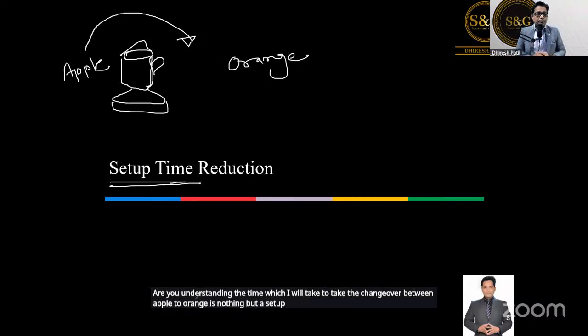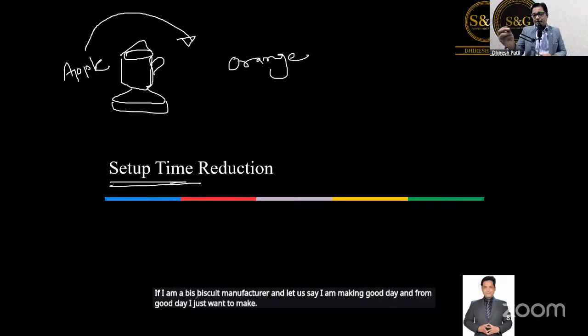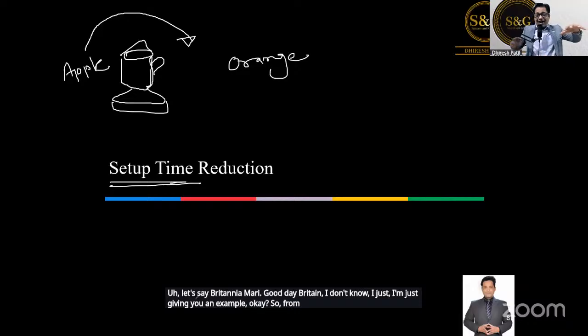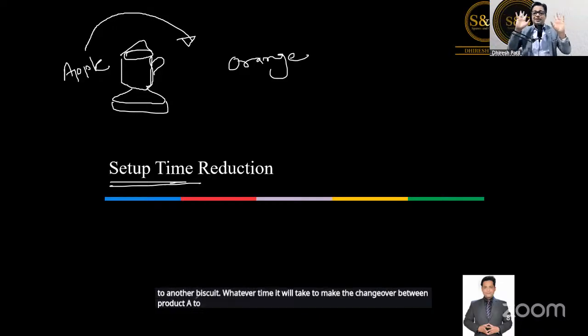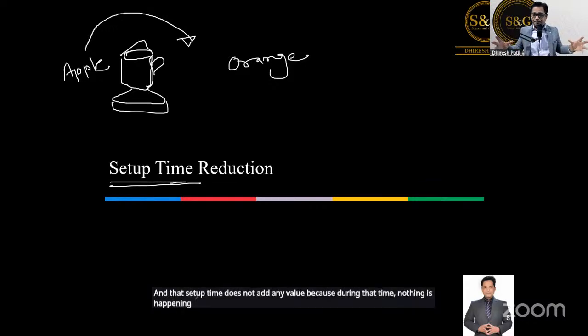If I'm a biscuit manufacturer and let's say I'm making Good Day, and from Good Day I want to make, let's say, Britannia Marie, I'm just giving you an example. From one biscuit I want to make a changeover to another biscuit. Whatever time it takes to make the changeover from product A to product B is called setup time. And that setup time does not add any value, because during that time nothing is happening productivity-wise. So how do you reduce that time?